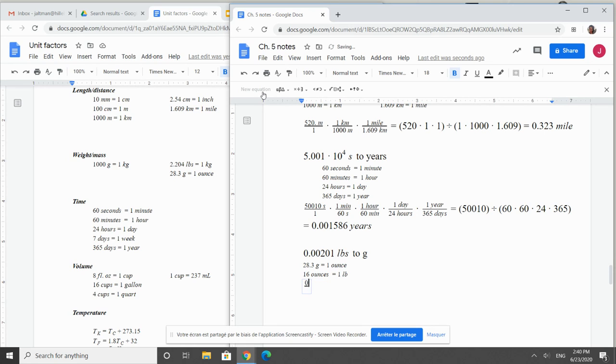So I take the question, I put it over 1. And now I have pounds up top, so I'm going to have pounds on the bottom. So I'm going to put 16 ounces up top. Now I have ounces up top, so I need ounces on the bottom, so 28.3 grams goes up top and 1 ounce goes on bottom. So because it's actually just all ones in the denominator, I could just do this as all multiplication.